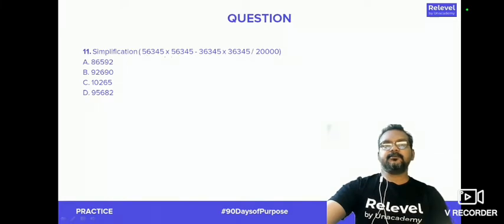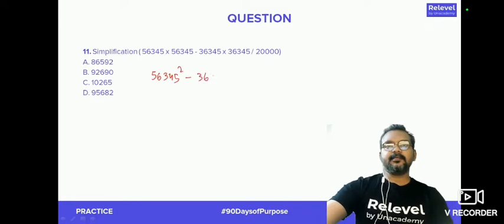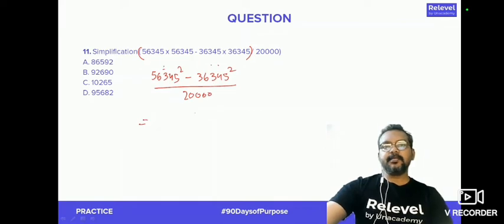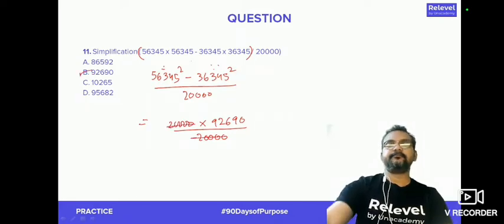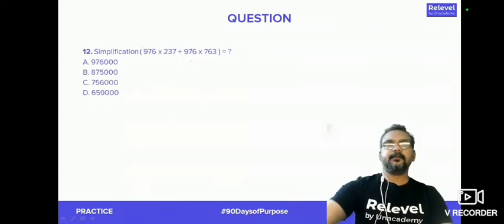Number 11. So this is 56,345 squared minus 36,345 squared, and again, this should have been in brackets like this, divided by 20,000. So this is A squared minus B squared, which is A minus B times A plus B. If we do 56,345 minus 36,345, we get 20,000, times the sum. So that will be 92,690. So the answer is 92,690. That is option B.